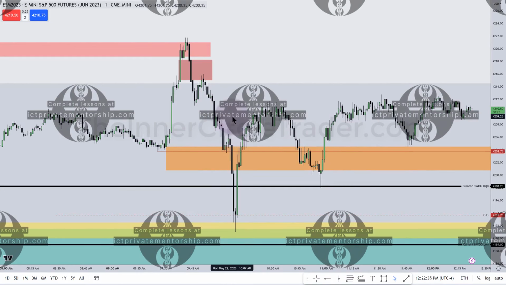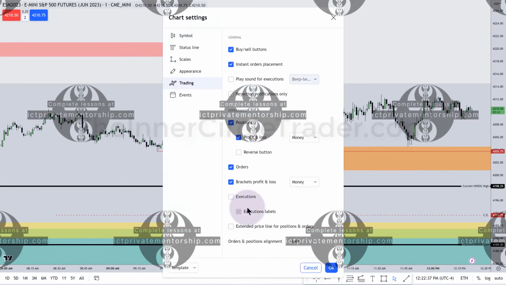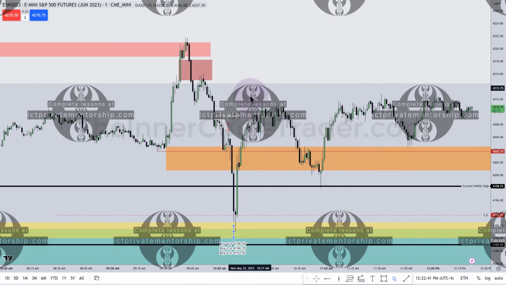4206.50. And one more time, I just want to add the execution so you can appreciate the level of precision that was implemented this morning. The high was 4206.5, and my fill was at 4206.25, which allows for only the spread to fill me.